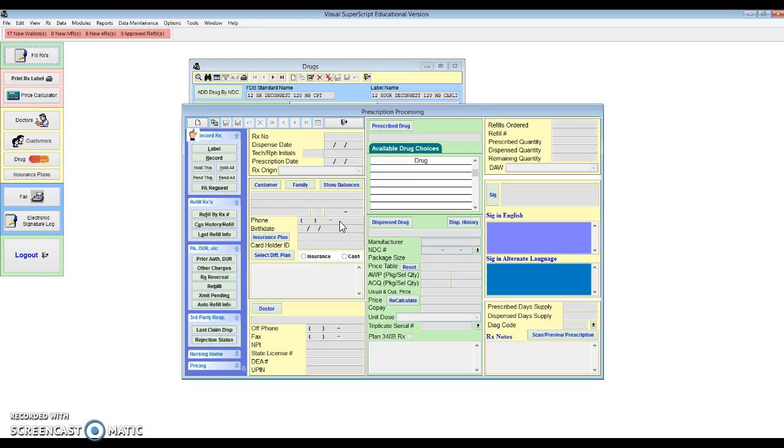So TPN, again, is very similar to the IV as far as preparation goes, and as far as the computer system piece goes. You're still going to be putting together all the components so that you have a total complete package.